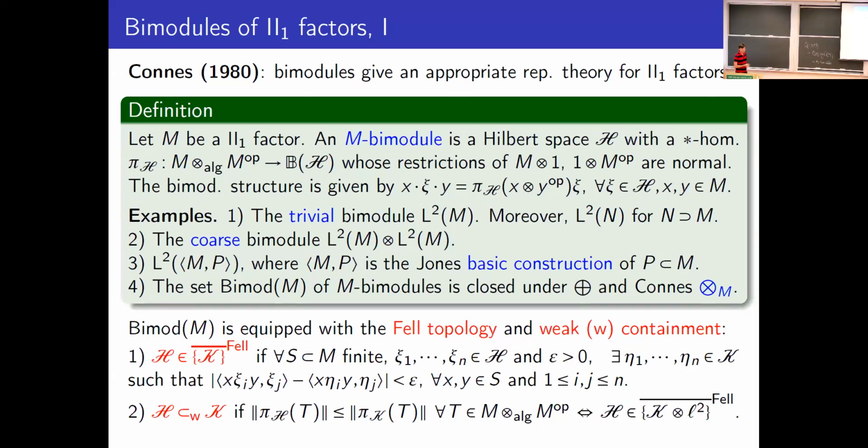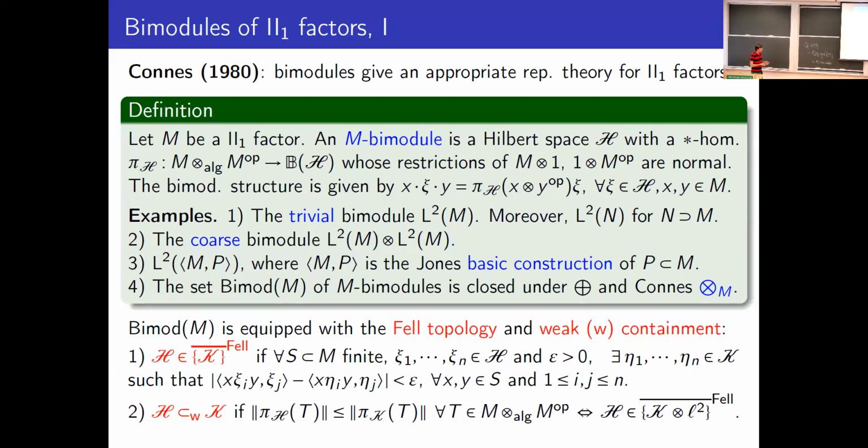And it's equivalent: H being weakly contained in K is equivalent with H belonging to the closure in the Fell topology of K tensor little l2. So what's K tensor little l2? This is just K tensor little l2 of Z, for instance. So this is an infinite direct sum of infinitely many copies of K, which again carries an M-M bimodule structure.